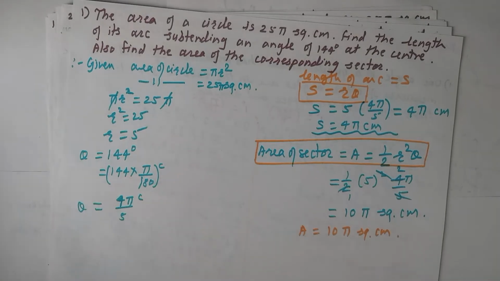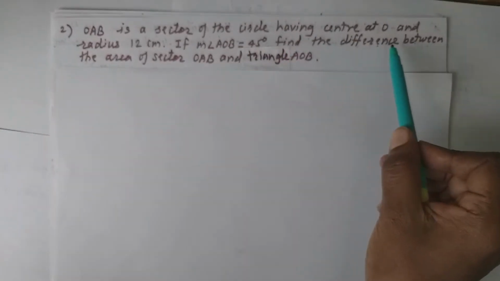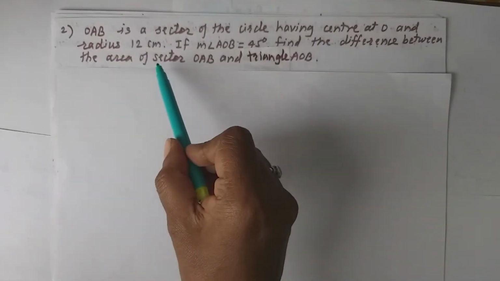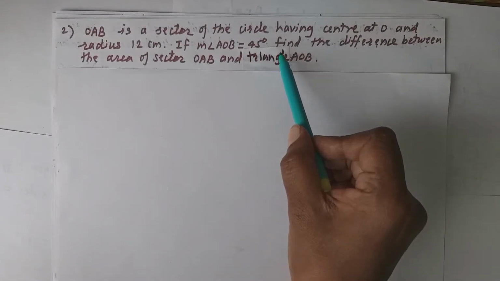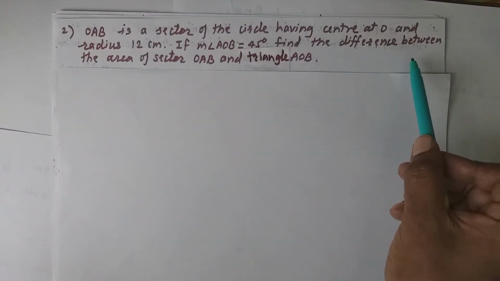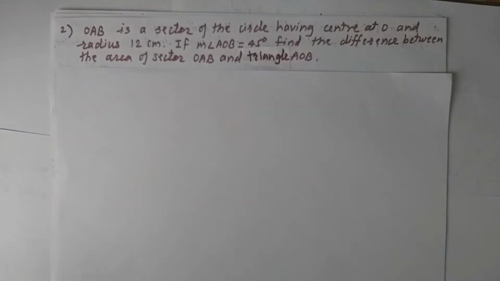Okay, let's see the next problem. OAB is sector of circle having center at O and radius 12 centimeter. If major angle AOB is 45 degree, find the difference between the area of sector OAB and triangle AOB.